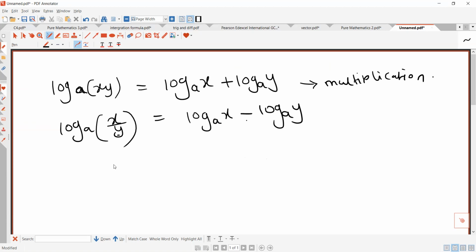There is something known as the power rule. What happens in the power rule? Let's say, for example, log to the base a of x to the power n equals, we can also write it, this power will come here. It will multiply with the whole log. So we can write it as n log to the base a of x.